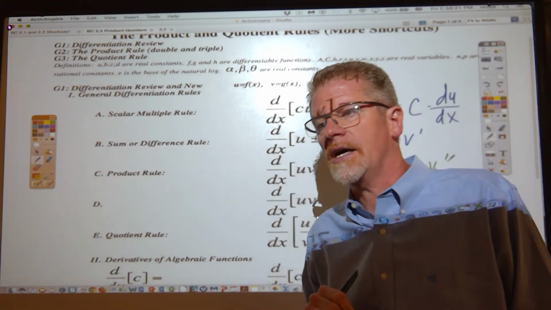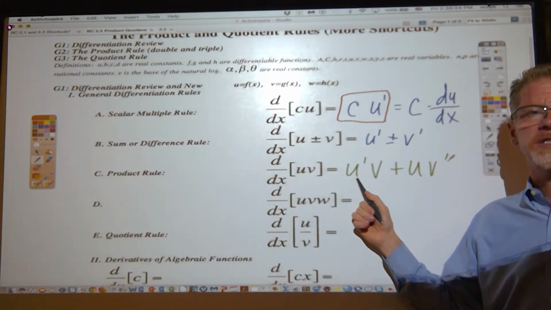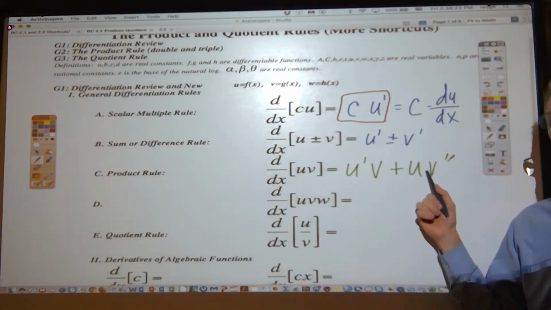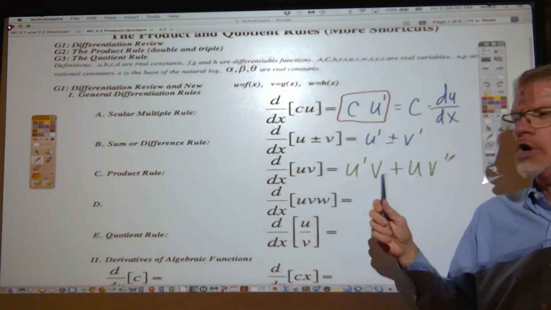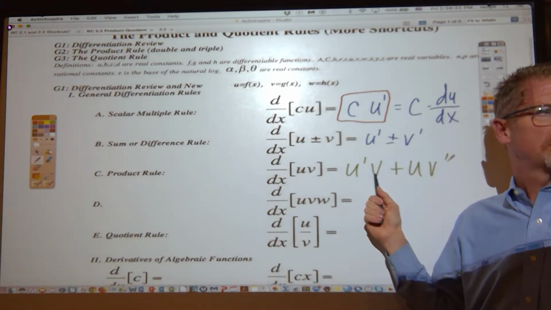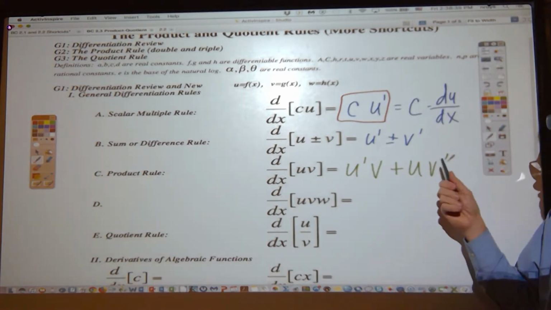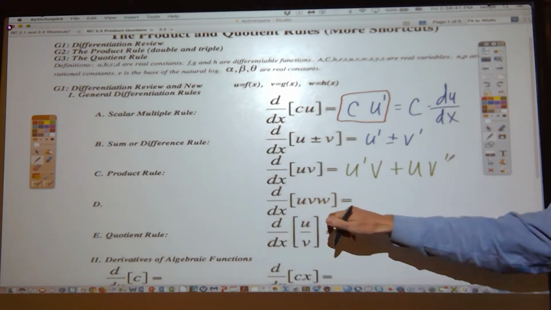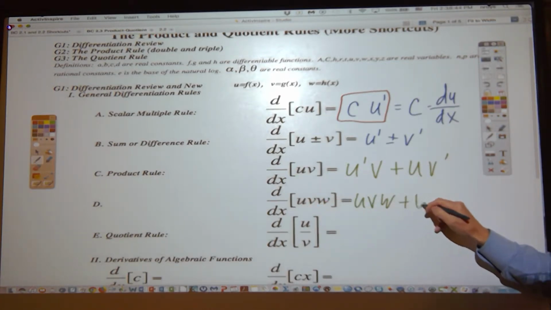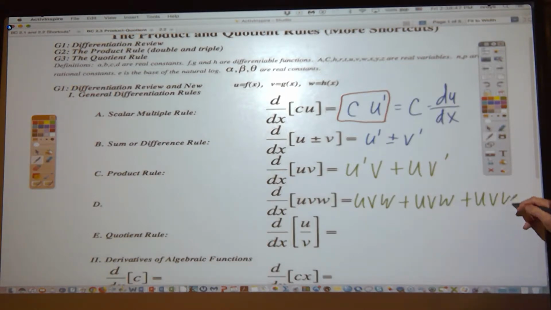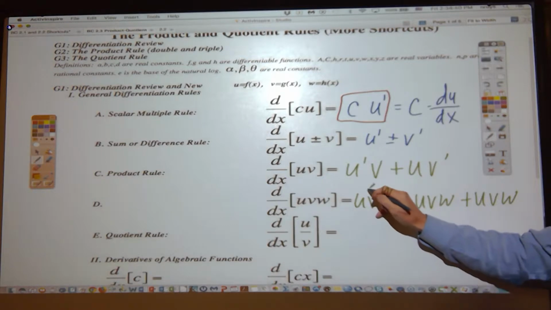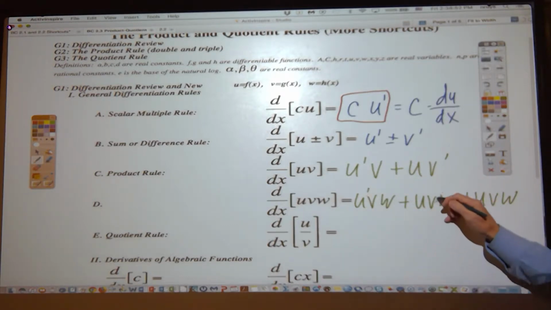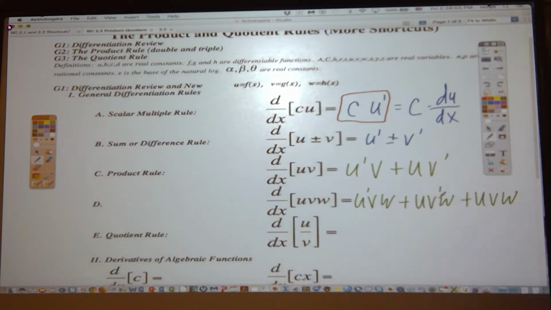I'd like all of you to say out loud and in unison, derivative of the first times the second plus first times the derivative of the second. Ready? Go. Derivative of the first times second plus first times derivative of the second. That's how it goes. And this pattern is the same if you should happen to have three factors, it just goes u'vw plus uv'w plus uvw', where on the first term you take the derivative of the first factor, in the second term you take the derivative of the second factor, and in the third term you take the derivative of the third factor.